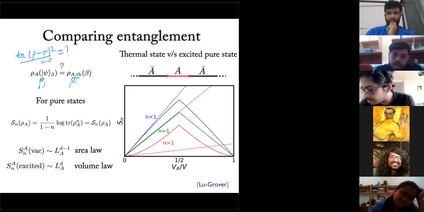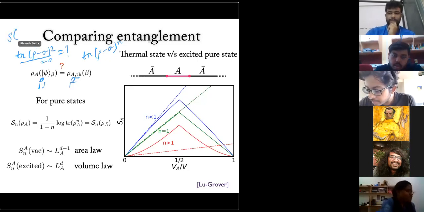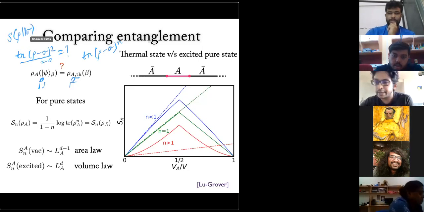You can also look at the n trace distance and so on. I don't know whether you like relative entropy or not, but that can also be another way to look at it. Any of these distance measures that involve two reduced density matrices can serve as a good measure for comparing these two reduced density matrices.